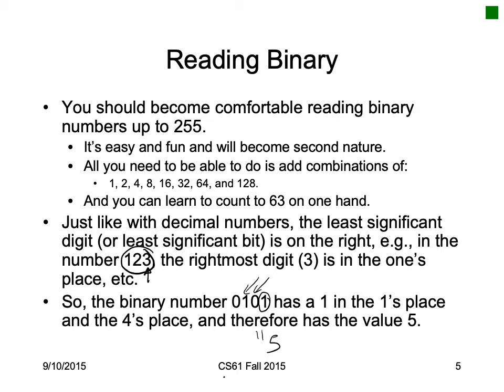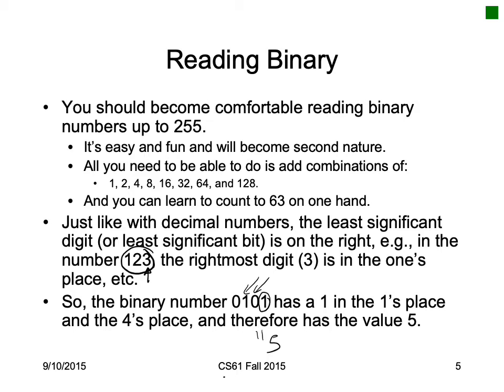Let's start with binary. You should be comfortable reading binary numbers up to 255. And ideally, at the end of this slide, you'll know why 255 is sort of a magic number with respect to binary. It's actually relatively easy. All you need to be able to do is to add up combinations of all the powers of 2: 1, 2, 4, 8, 16, 32, 64, and 128. And once you know how to do that, I can teach you to count up to 63 on one hand and up to basically 1023 on two hands.